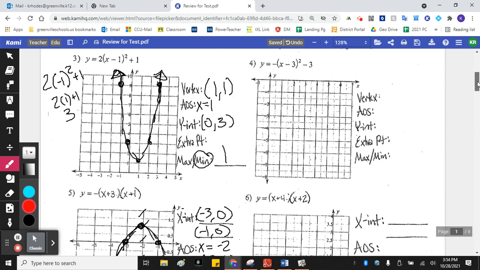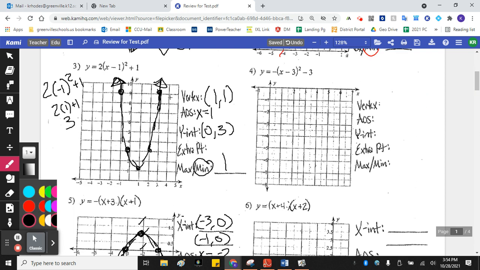Parentheses squared is vertex form. Y equals a, parentheses x minus h squared plus k. Vertex is h, k. Anytime you come out of the parentheses, you change the sign you see. So if you see a negative 3, it's a positive 3. This negative 3 isn't coming out of parentheses, so it will stay a negative 3. So 3, negative 3.